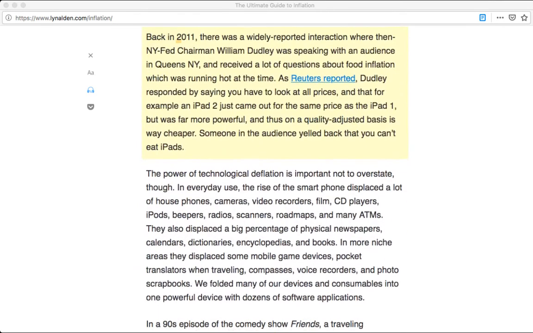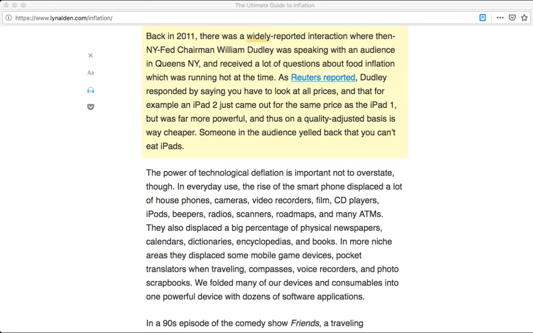Back in 2011, there was a widely reported interaction where then NY Fed Chairman William Dudley was speaking with an audience in Queens, NY, and received a lot of questions about food inflation, which was running hot at the time. As Reuters reported, Dudley responded by saying you have to look at all prices, and that for example an iPad 2 just came out for the same price as the iPad 1, but was far more powerful, and thus on a quality-adjusted basis is way cheaper. Someone in the audience yelled back that you can't eat iPads.